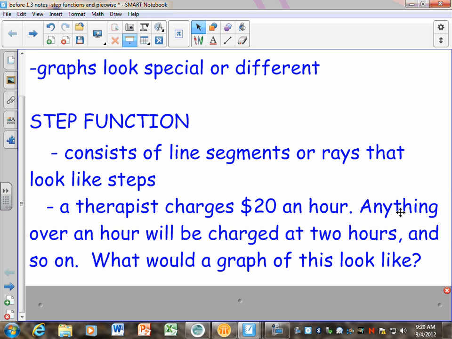A therapist charges $20 an hour. Anything over an hour will be charged at 2 hours. So 1 hour and 5 minutes, you still get charged 2 hours. What would a graph of this look like? It's going to look like a step function.